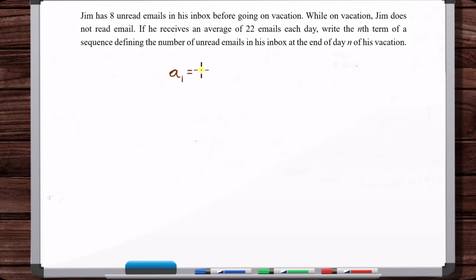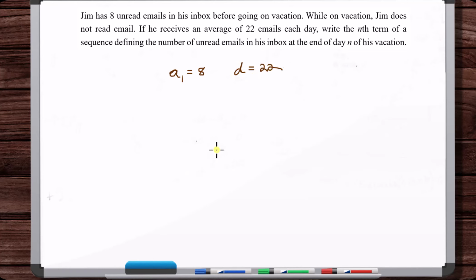A1 is equal to 8, right? I'm assuming this is going to be an arithmetic sequence. It doesn't tell us that, but let's just see if we can reason just from the problem. While on vacation, Jim does not read email, and he receives an average of 22 emails each day. So yeah, it's going to be arithmetic because every single day it's an additional 22 unread emails to the inbox. So that's like an arithmetic sequence with d equal to 22, you see?